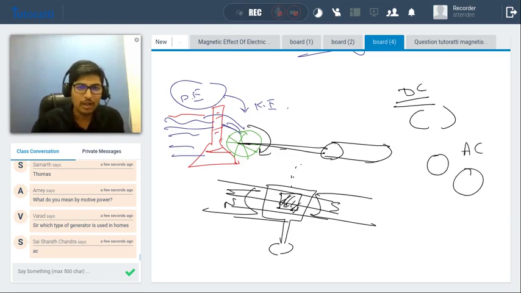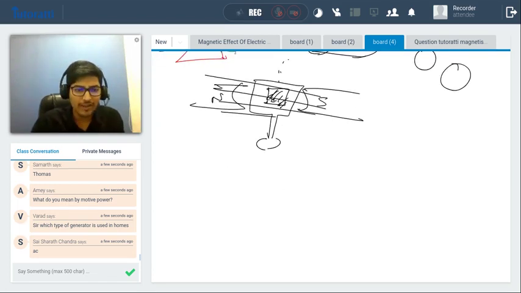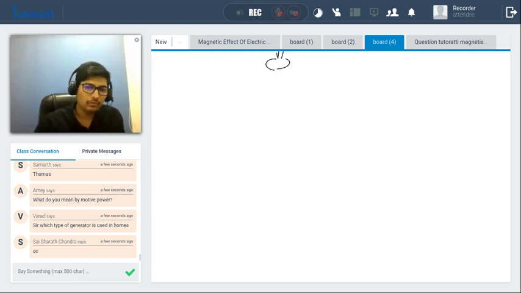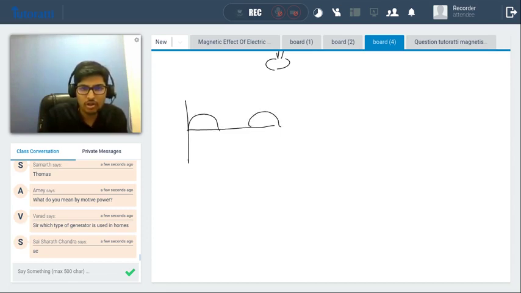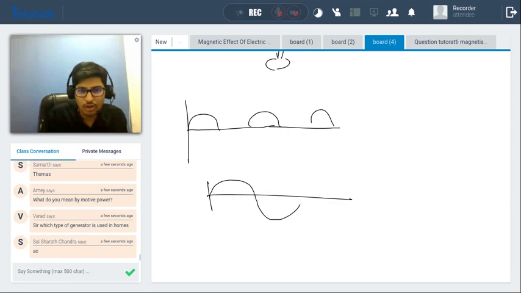Why does that happen? If you were to look at the graphs of AC and DC, I'll just try to pull this up somewhere. Wait a second. If you were to look at the graphs of AC and DC, the DC graph would be like this, time and EMF. It breaks because it is split. And the AC graph is a sinusoidal wave, it will go continuously like this.